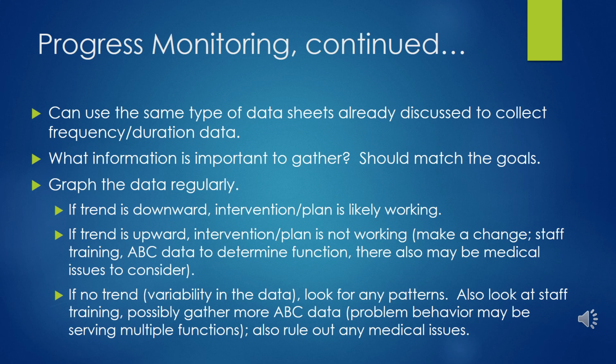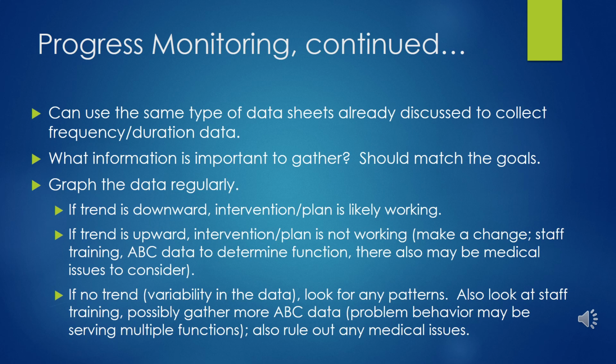Maybe we need more ABC data to determine a different function, or maybe the behavior is multiply controlled. That means having more than one function. There also may be some medical issues to consider that we didn't think about before or realize before.